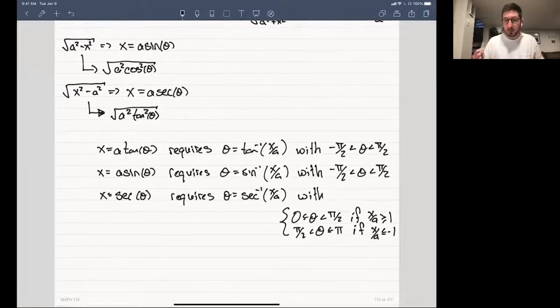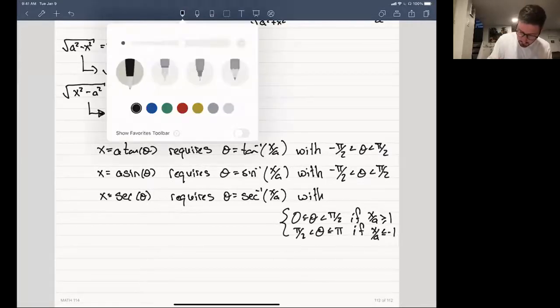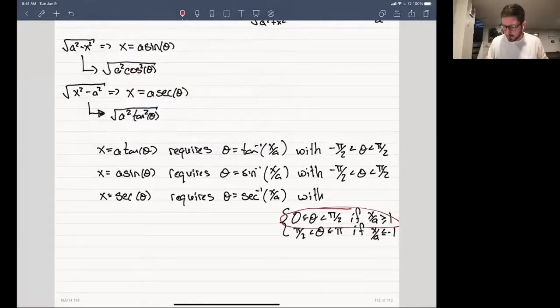So we're going to do our best, and we will restrict ourselves to the cases when x over a is bigger than or equal to 1. And that means that we can restrict ourselves. Maybe if I put this in a different color just to circle it, we're going to restrict ourselves to that case right there as much as possible.